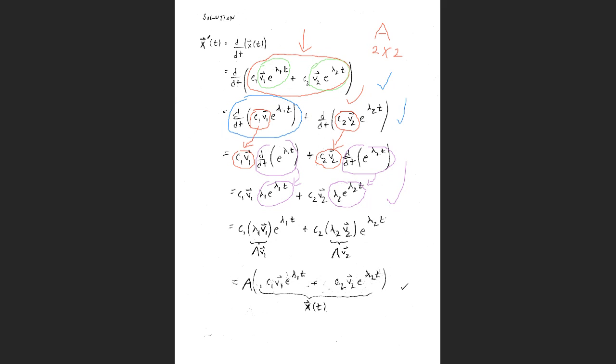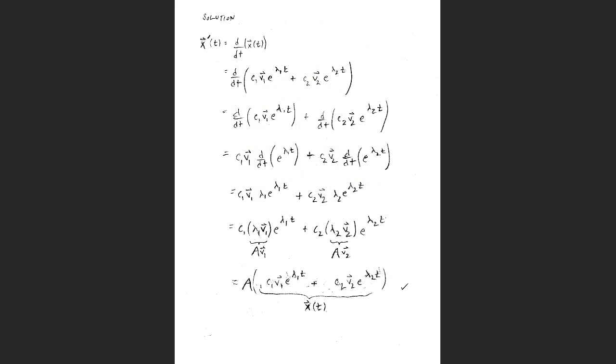All right, well, I can reorganize things here, okay? For the first term, I have c1 times the eigenvector v1 times lambda 1. I could write that as c1 times lambda 1 times v1. And then lambda 1 times v1 is A times v1 by virtue of the fact that v1 is an eigenvector and lambda 1 is the eigenvalue.